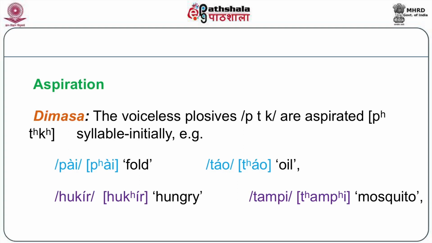Another set of examples which shows that aspiration is a strengthening fortition process is in Dimasa. In Dimasa, what we find is when voiceless plosives occur at the beginning of words, then they are aspirated. They are not aspirated in any other context. The examples are given on the screen.